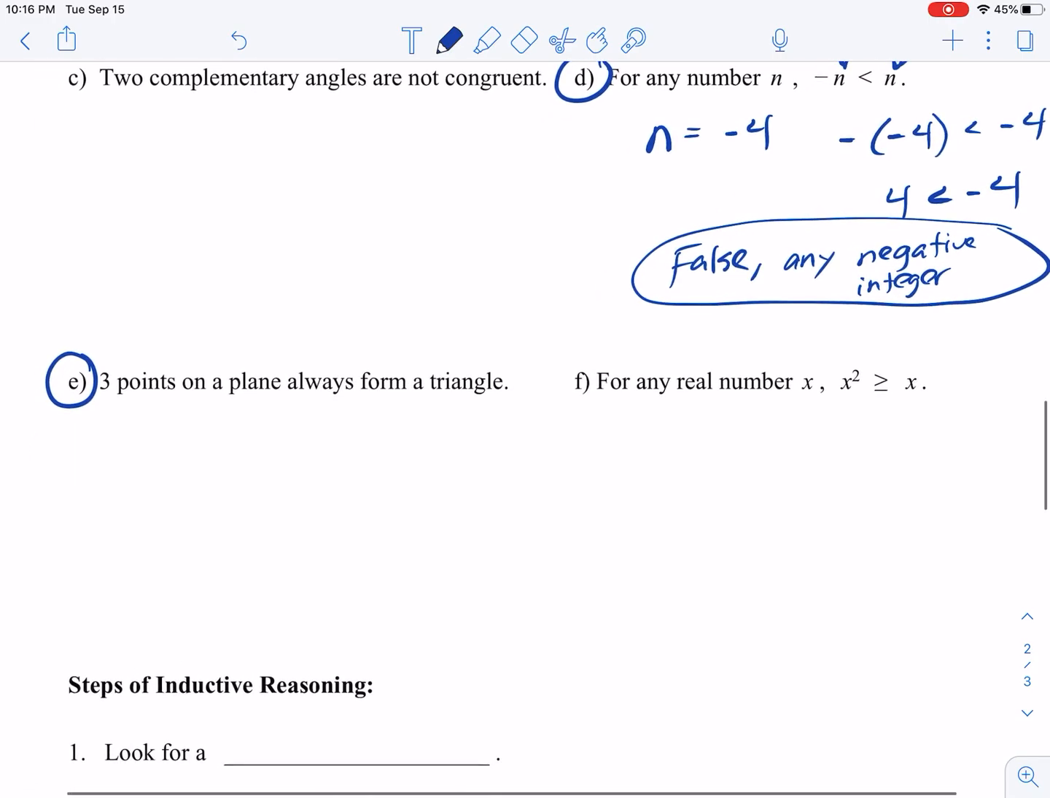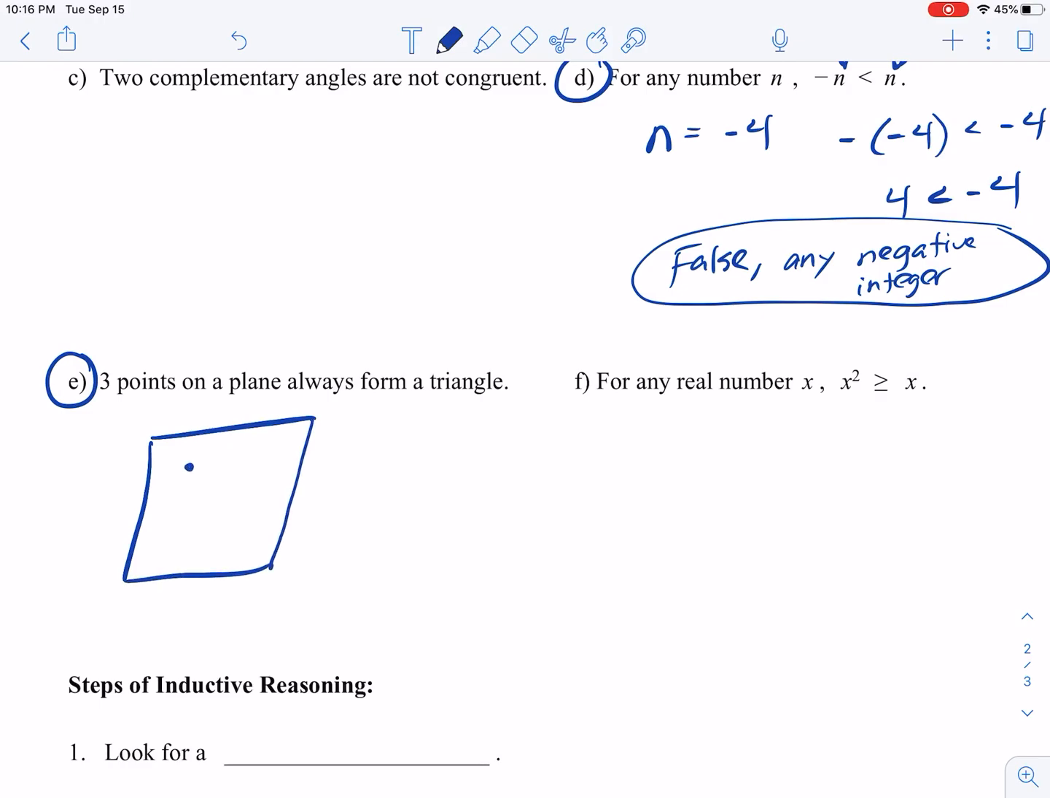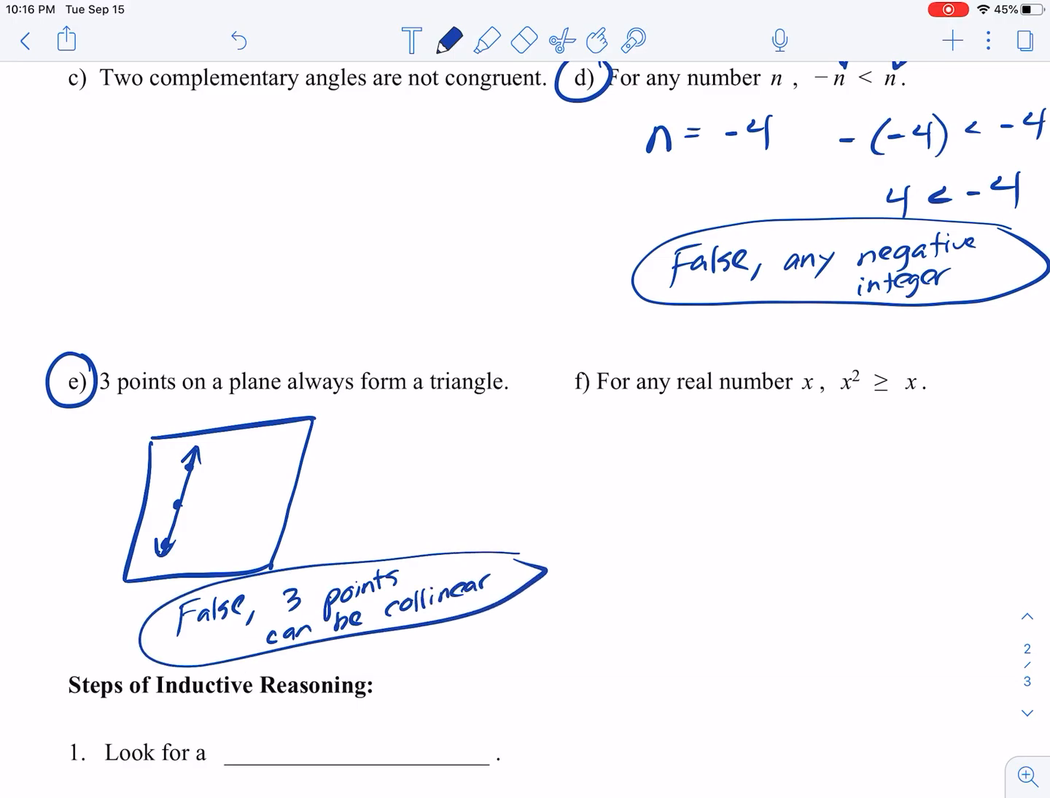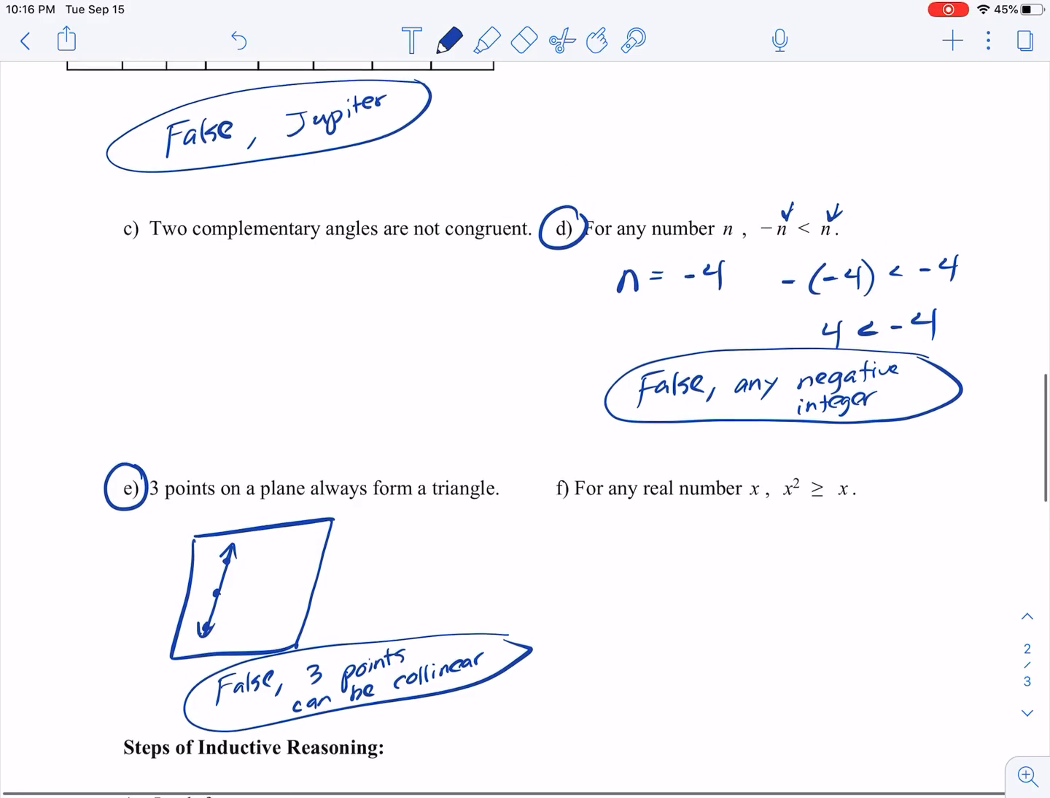How about for E? 3 points on a plane always form a triangle. Well, here's a plane. If we had 3 points on here, they'll definitely form a triangle unless those 3 points were forming a straight line. Then we would not have a triangle, so we would say false. 3 points can be collinear. All right. Great.